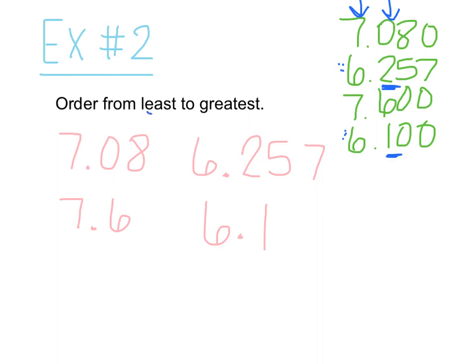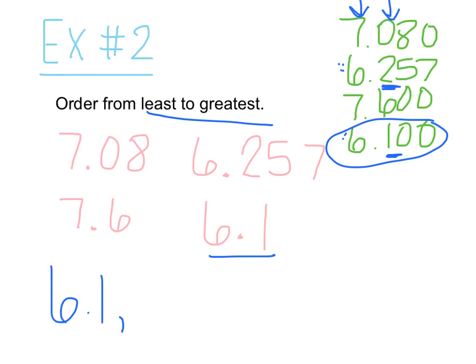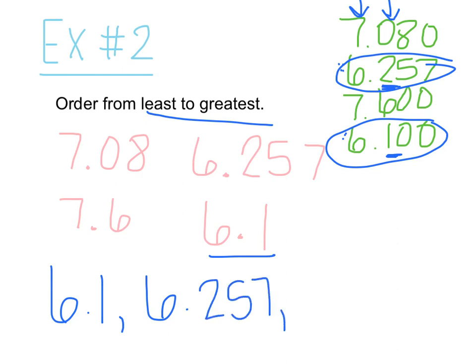Since we're trying to go from least to greatest, I want the smallest number first. The 1 is smaller than the 2. So this is my smallest number, 6 and 1/10. We've already narrowed it down to those 2 being the smallest, so the next one is going to be 6 and 257 thousandths.